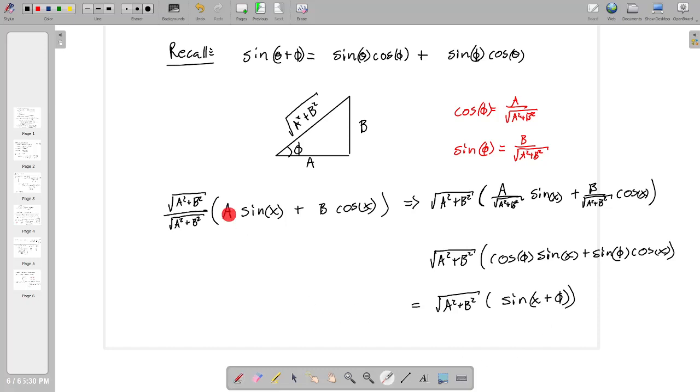Whenever we have something of the form a sine x plus b cosine x, we could rewrite it in this form: the square root of a squared plus b squared times sine of x plus some angle phi. Now phi is a very specific angle. It's the angle that gives us the adjacent side A and the opposite side B, whatever those constants are. Let's formalize this a bit.